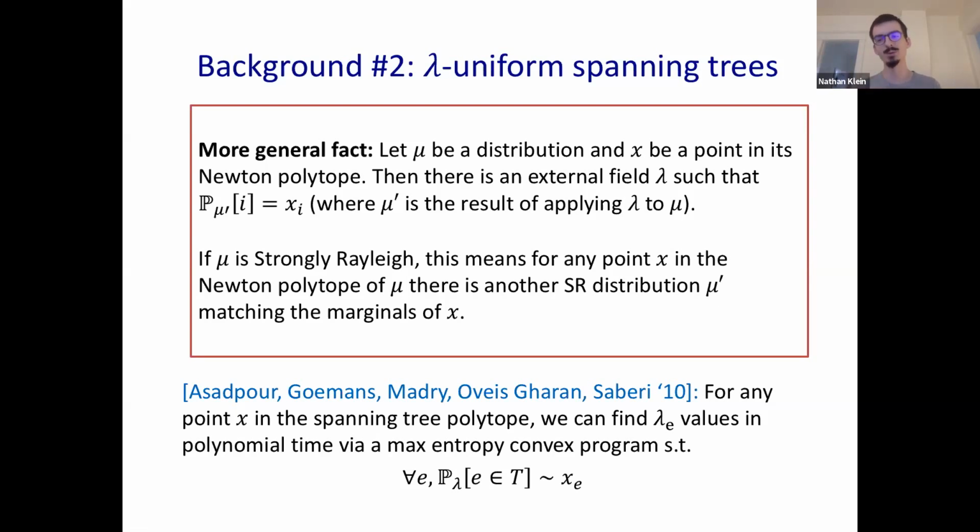And just to say one more point on this slide, recall that uniformly random spanning tree distributions are SR, as they're a determinantal measure. And due to closure properties, applying the external field lambda preserves the SR property. So we know that these lambda uniform spanning tree distributions are themselves SR, which is a fact that we'll use.